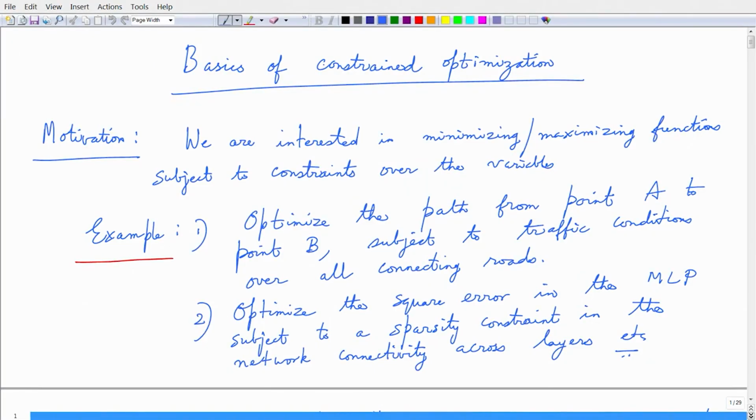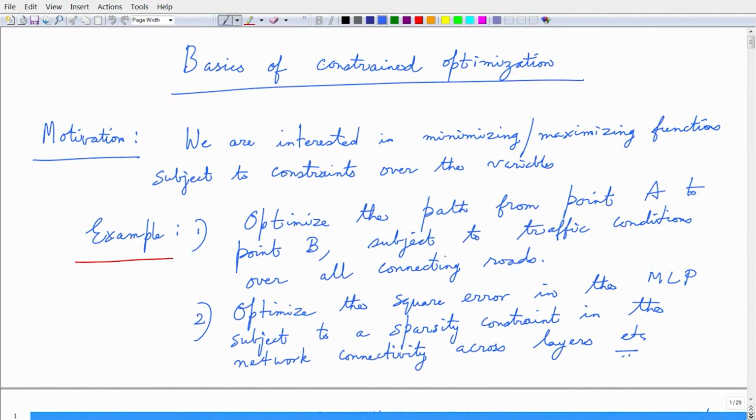Though any optimization course can provide you this material, I am trying to cover these basics so that there is continuity in your understanding, and we will discuss these details. Okay. So, what is the motivation?